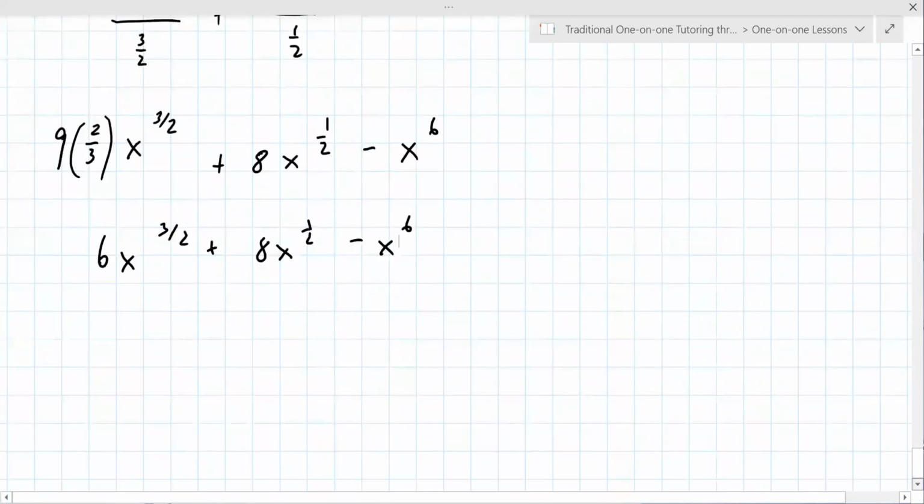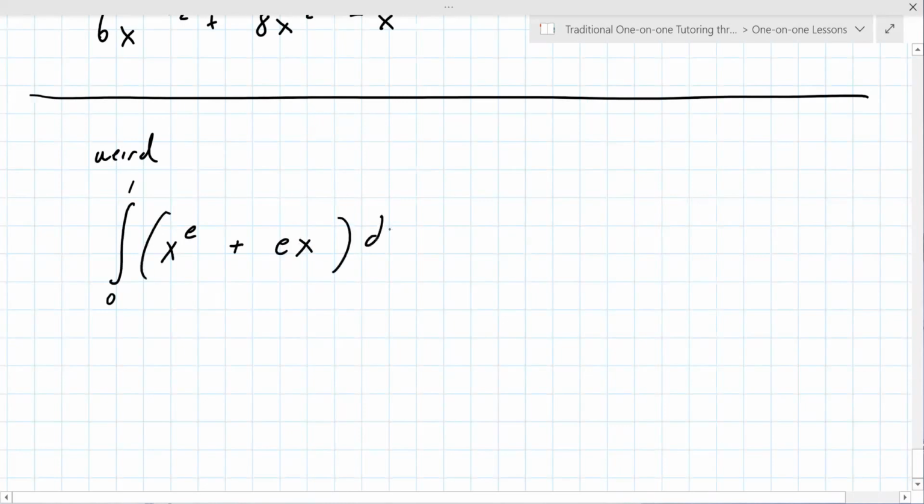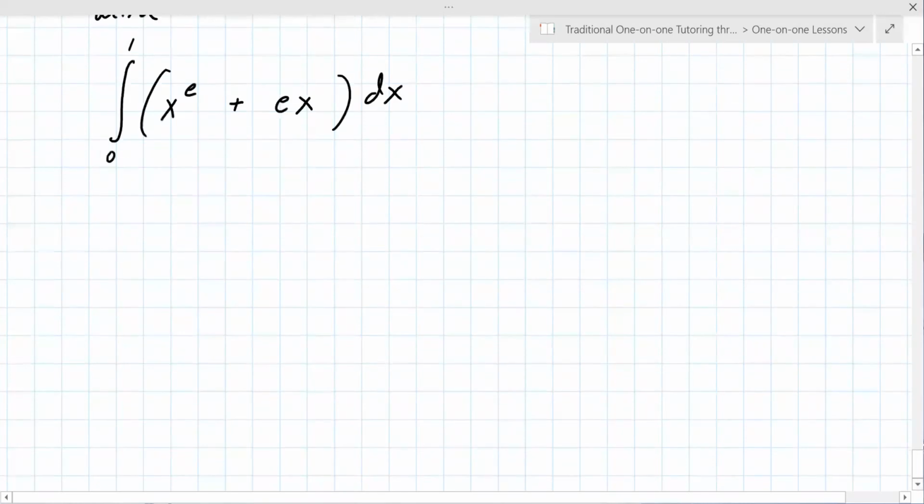Okay, let me show you a couple of weird ones that you probably won't see, but if you see them now and then you see them on the quiz, you have a chance. Let's say I wanted you to find the integral, we put numbers here if we want, of x to the e plus e to the x. We'll just start with this one. This looks really weird, right? But e is an exponent, it's a number. It's not a nice number, but it's a number.